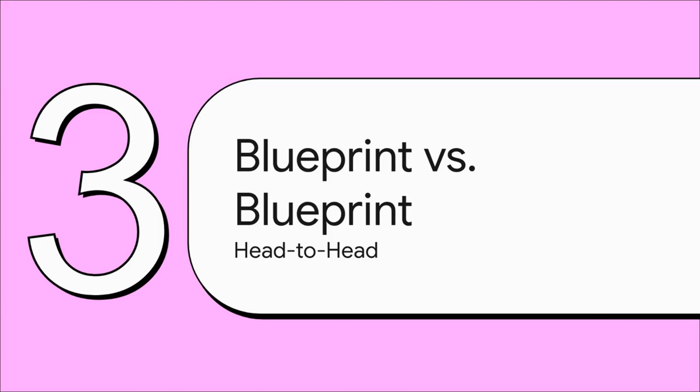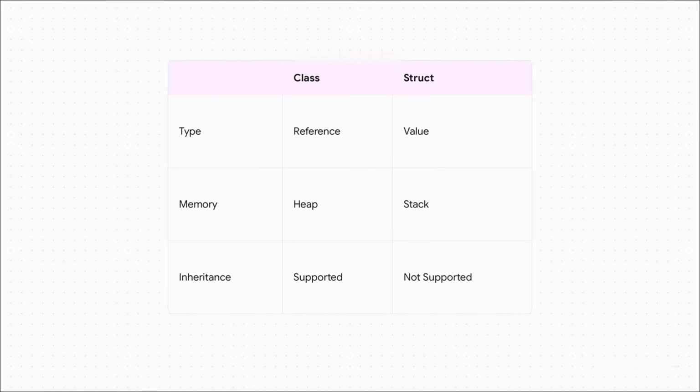So we've got our two kinds of blueprints, the big architectural plan and the simple little sketch. Now, let's put them side by side and really nail down the differences. And here it is, the showdown. A class, that's your reference type, lives on the heap, supports inheritance, and it's best for your big, complex objects. The struct, that's your value type, lives on the super fast stack, no inheritance, and it's perfect for small groups of data. It all comes down to choosing the right tool for the job. Are you building a whole house, or do you just need a bunch of simple, efficient Lego bricks?